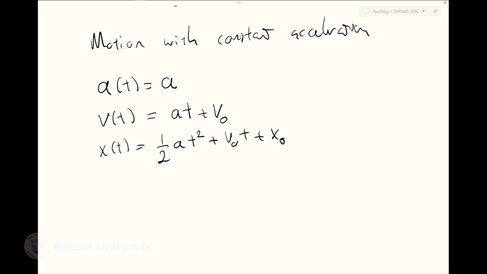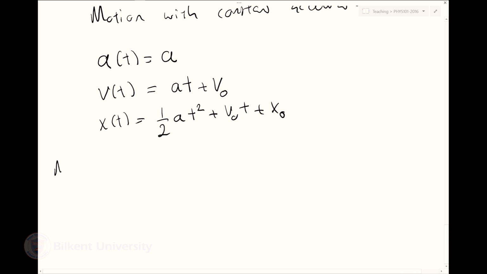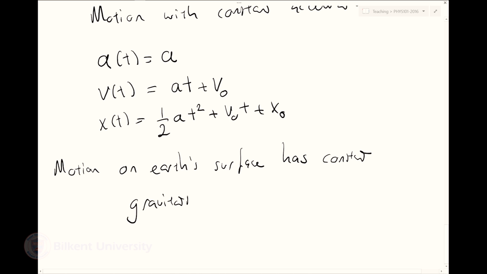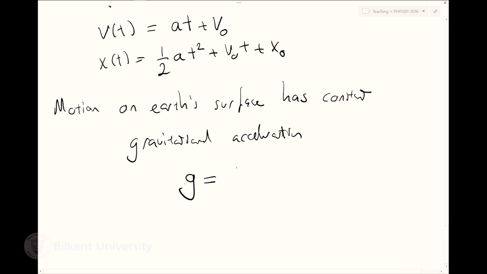So motion on Earth's surface has constant gravitational acceleration. We're going to call this g, and its value is 9.82 meters per second square.